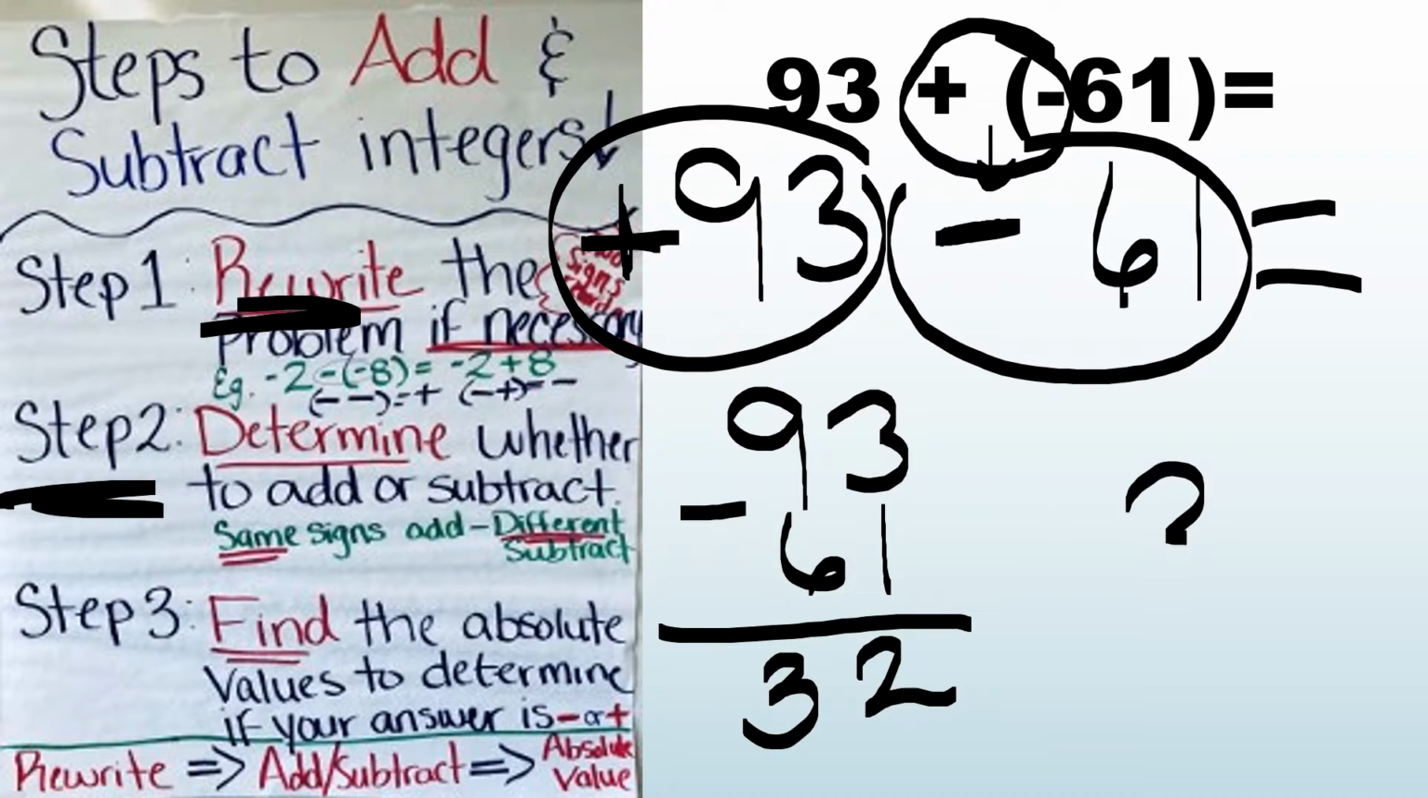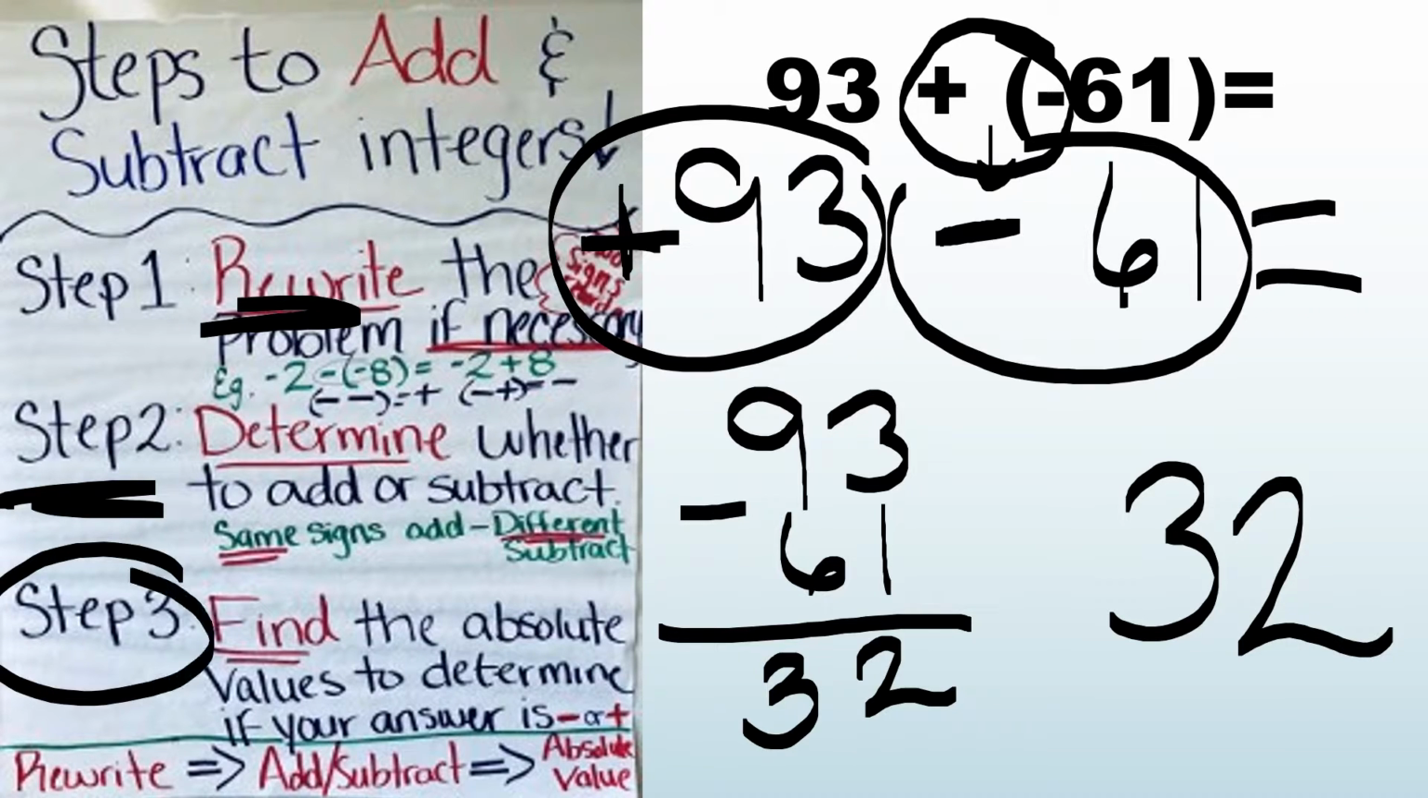Now I get 32. However, I don't know if my answer is positive 32 or negative. So now I'm going to find the absolute values of both. The absolute value of 93 is 93. The absolute value of negative 61 is 61. So I know 93 has a greater absolute value, so my answer is going to take on the positive sign. My answer is positive 32. However, you don't really need to write the positive, so you can just write 32.